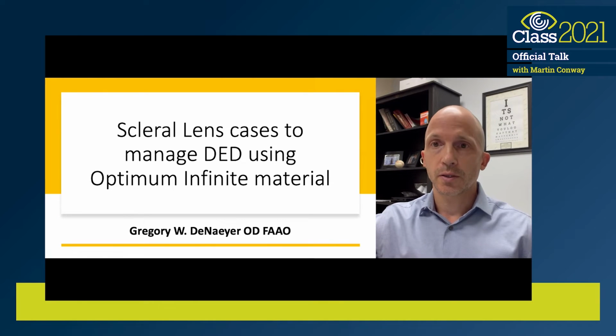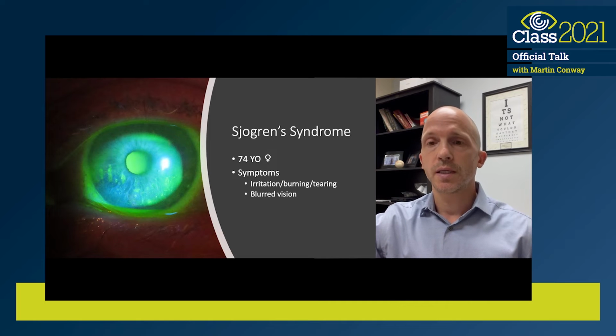Hi, my name is Dr. Greg Denier, and today I'd like to share with you some scleral lens cases to manage dry eye disease using Optimum Infinite material. The first case that I want to present today is a 74-year-old female patient with Sjogren's syndrome. She has symptoms of irritation, burning, and tearing. You can see from the photograph that she has severe punctate keratopathy in both eyes.